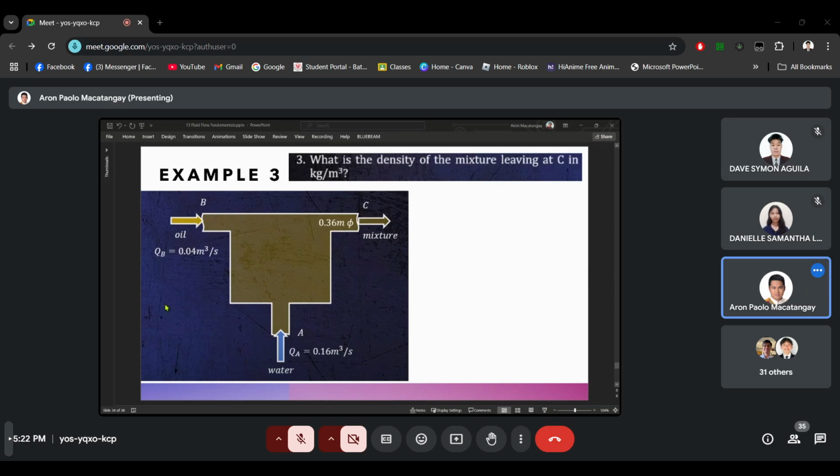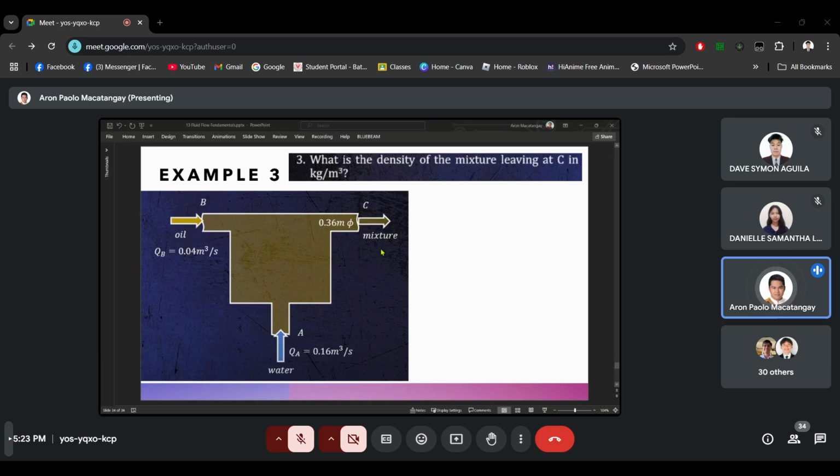Okay, and lastly, number 3, what is the density of the mixture leaving at C in kilograms per meter cube? So this is now asking for the density. Again, density is different for all the points A, B, and C. For point A, your density is for water, 1,000. For point B, our density is for oil, which is 0.8 or 800 kilograms per meter cube. For point C, after the water and the oil have mixed, it will have a new density. That density is unknown to us, so that is the question.